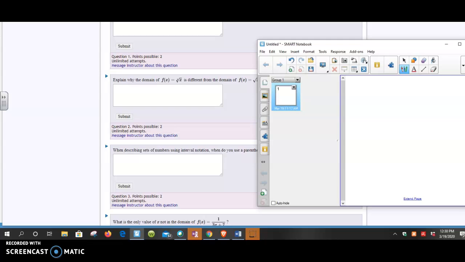Okay, I'm going to do my best to try to show you some things on lesson 3.2 in my open math. And the first question asked about how do you graph a piecewise function?